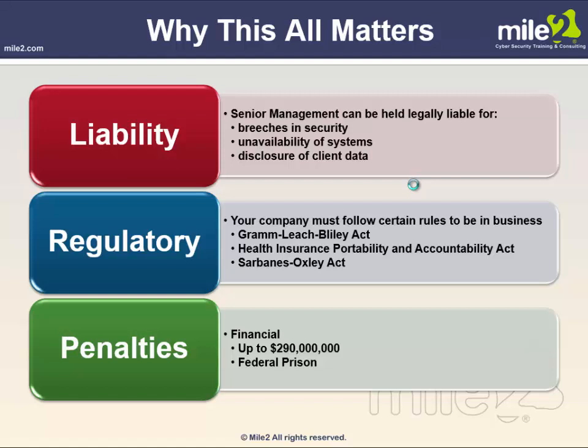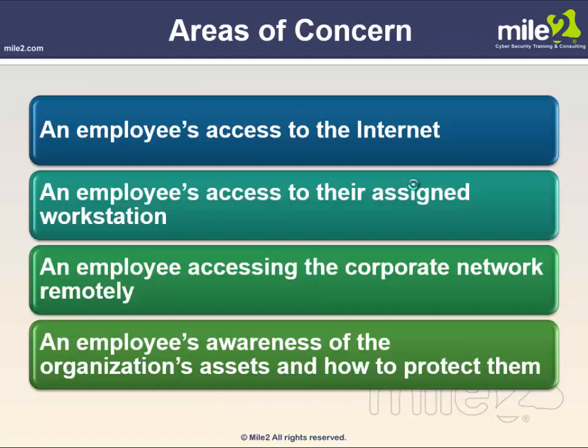So more and more companies are going this way, sadly, but that's part of how it is out there. Now, we also have penalties that could come into the financial side, up to $290 million, so lots of money out there that could be charged as fines and so forth. And, of course, federal prison, which I hear is not for everybody. Some of the areas of concern, right, are employee access to the internet and how and what they access. Employees' access to their assigned workstation, because again, we don't want users logging on to every single station or having the ability to do so. Employees accessing the corporate network remotely, and employees' awareness of the organization's assets and how to protect them. Again, this is where your policies come into play as well.